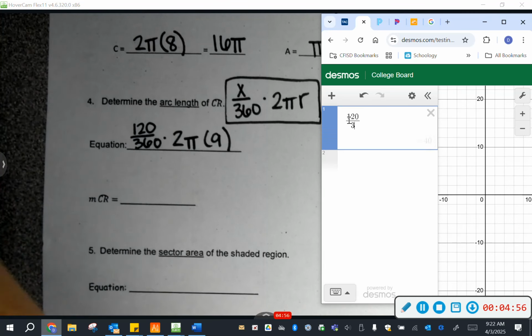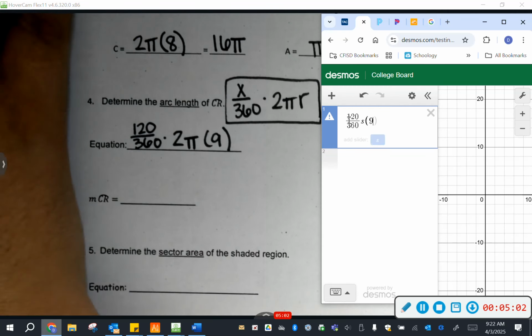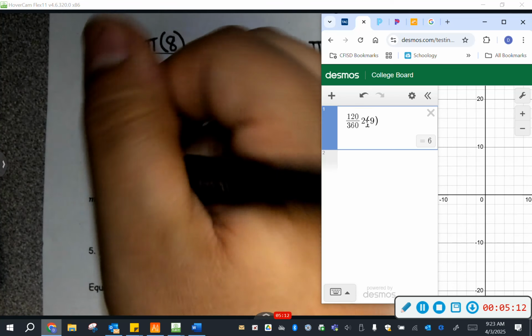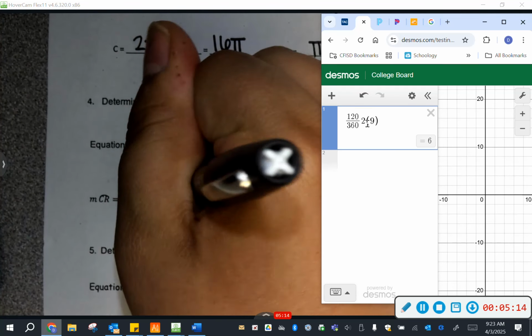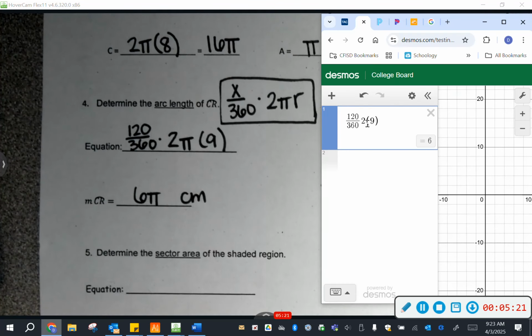120 over 360 times 2, am I going to put pi in my calculator? Do not put pi in the calculator. It'll be in your answer. And what is my answer? My answer is not 6. What's my answer? 6 pi. So that arc right there is 6 pi centimeters. Does this make more sense now?